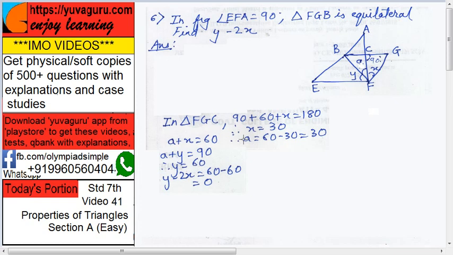You have got x. So just solve y minus 2x. y minus 2x equals 60 minus 2 into what is x? 30. So 60 minus 2 into 30, which is 60. So 0. y minus 2x equals 0.